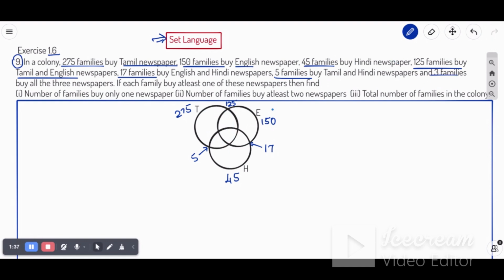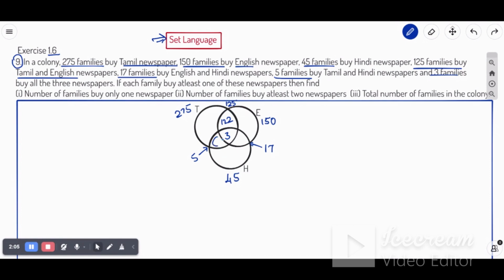And the 3 families buy all the 3 newspapers. So that will be full. That is correct because this occupies only this area. So now let us start filling all the circles. 125 families buy Tamil and English, which is this full area. Excluding this 3, only Tamil and English will be 125 minus 3, so that is 122.